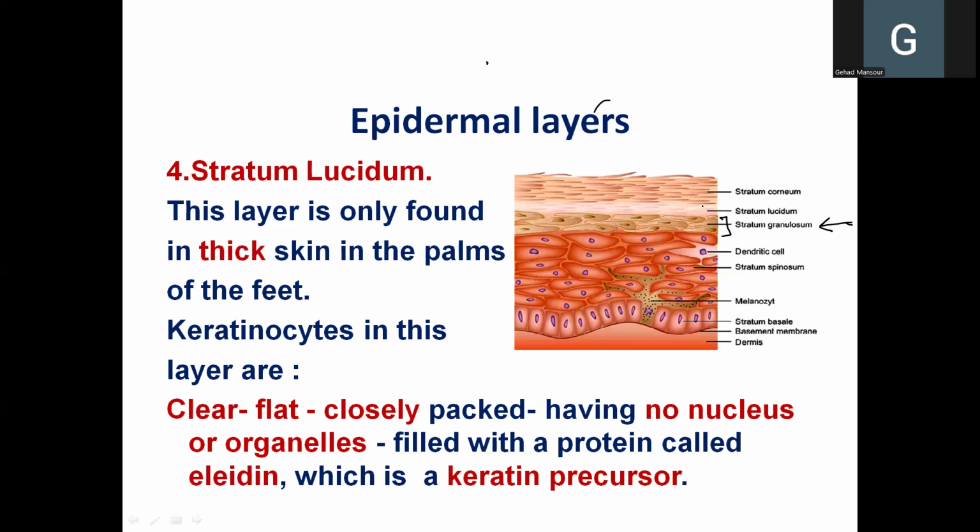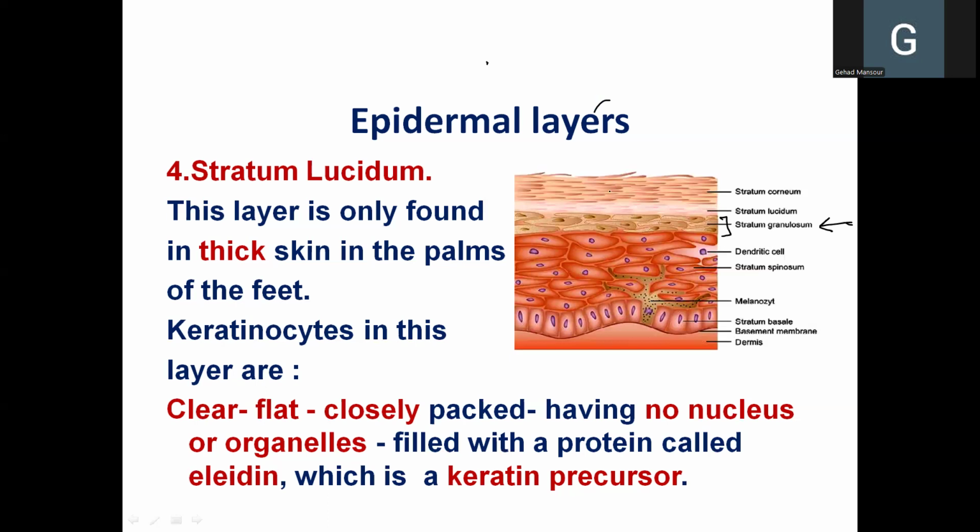So they are closely packed and flat in appearance. They are flat because they are closely packed. And they are closely packed because it's easy for them to be compressed. And why is it easy for them to be compressed? Because they contain no nucleus or organelles. And why don't they contain nucleus or organelles? Because keratinization has reached them. Keratin has accumulated until it has caused death of all the organelles and the nucleus.